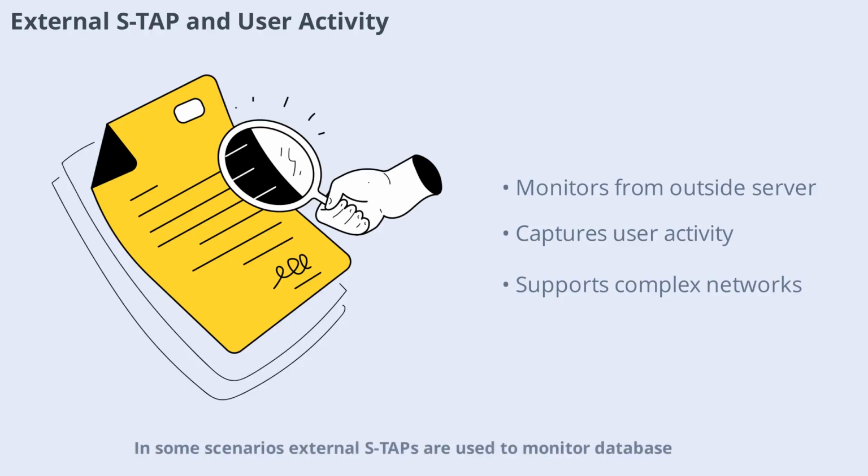In some scenarios, external STAPs are used to monitor database activity from outside the primary server environment. These external TAPs can capture user activity, load balancing, and service interactions, providing additional visibility into database usage patterns. This is particularly useful for environments with complex network topologies or where direct agent installation is not possible.